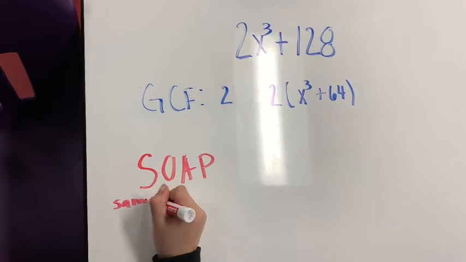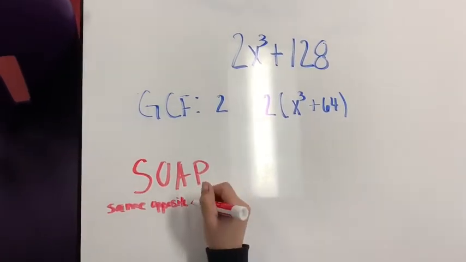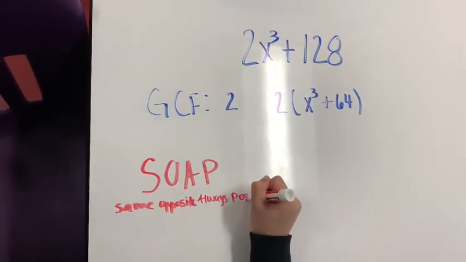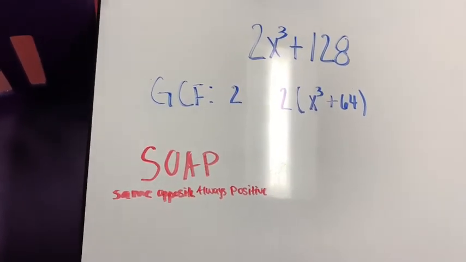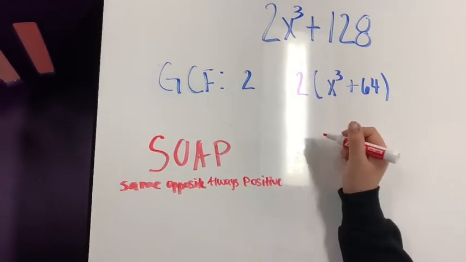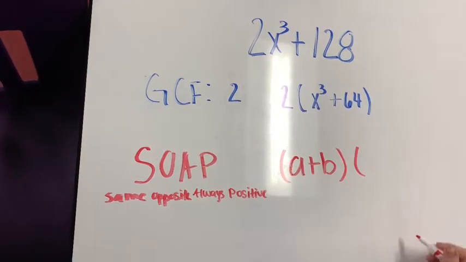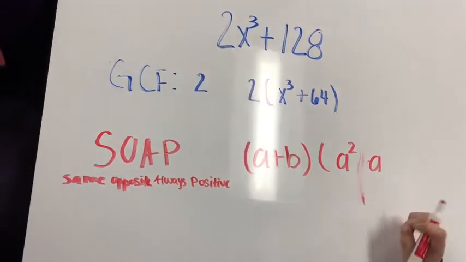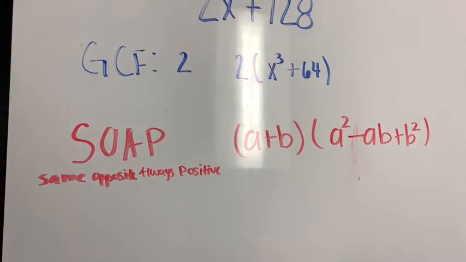SOAP is a simpler way to remember an equation. The S stands for same sign, O stands for opposite sign, A stands for always, and P stands for positive. The equation itself is kind of hard to remember, so this is the reason we use SOAP. The equation would be parentheses A plus B, parentheses A squared minus AB plus B squared.